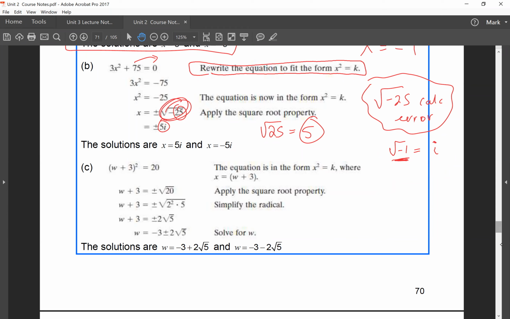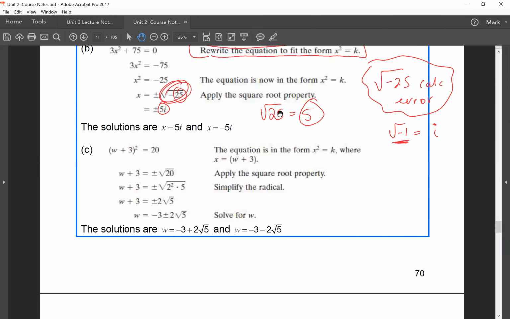So let's look at question C. W plus 3 squared equals 20. So what I'm going to do is take the square root of both of these sides. I'm trying to get rid of the square, and that's what the square root does. So you'll see here in this step, I do not have a square anymore. I have W plus 3 equals plus or minus root 20.